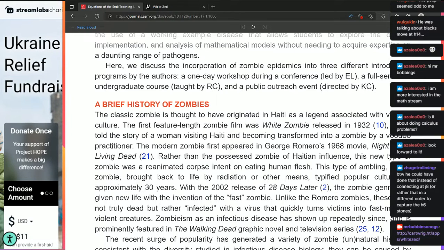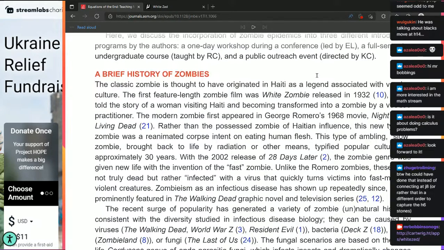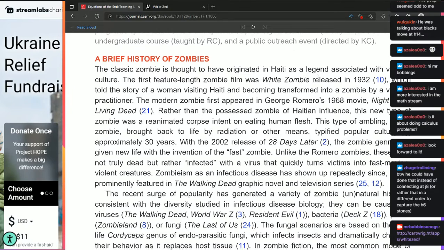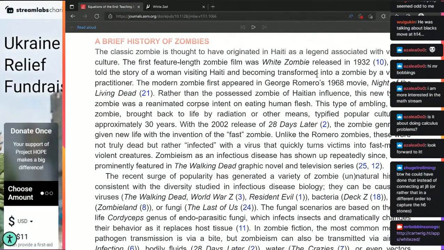A brief history of zombies. The classical zombie is thought to have originated in Haiti as a legend associated with a voodoo culture. The first feature length film was White Zombie, released in 1932, which told the story of a woman visiting Haiti and becoming transformed into a zombie by a voodoo practitioner. The modern zombie first appeared in George Romero's 1968 movie, Night of the Living Dead.